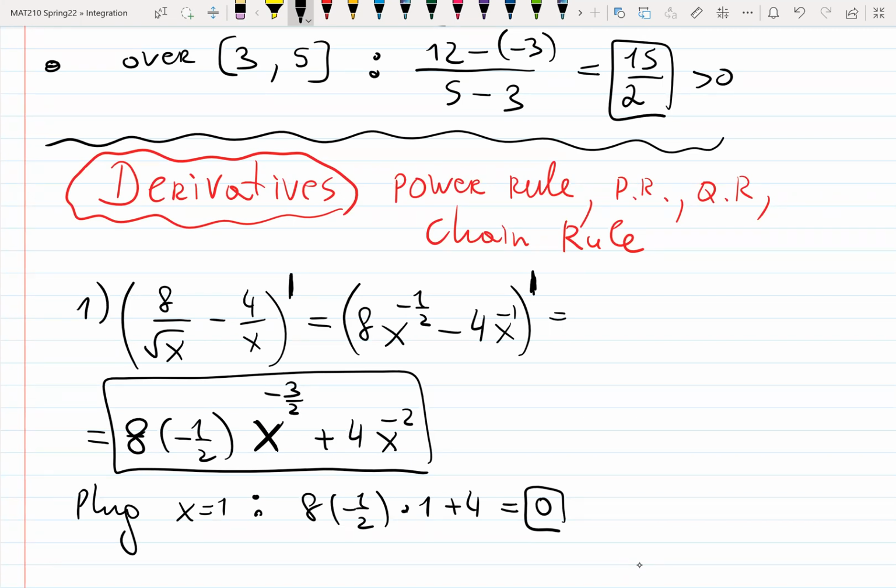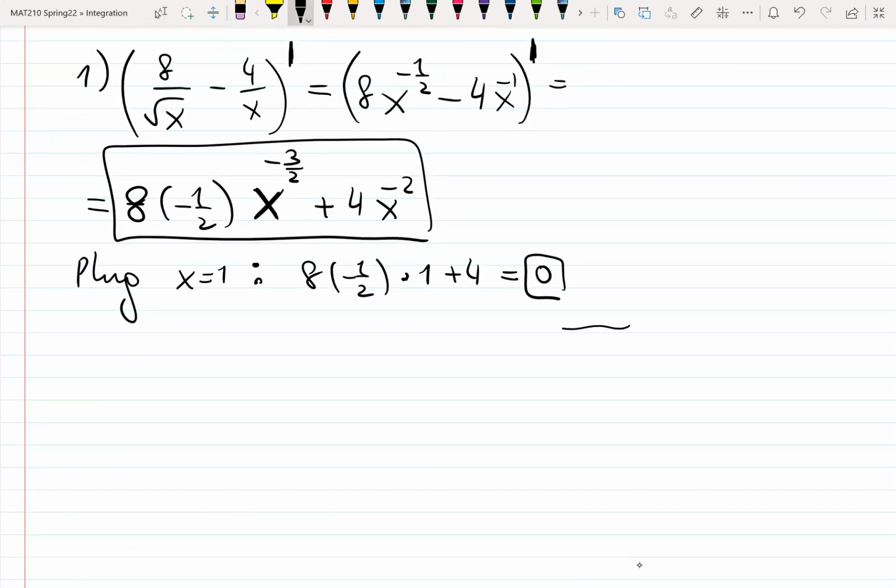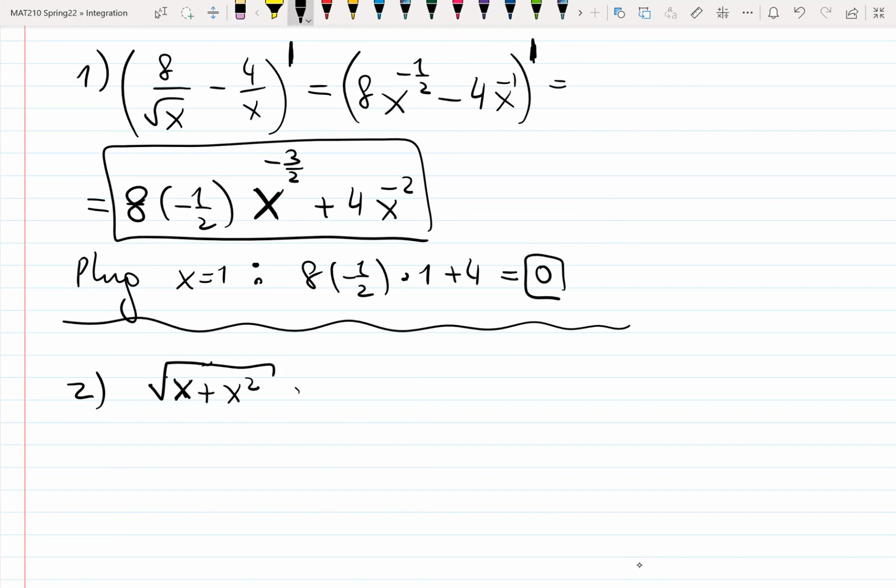And also derivatives of logarithms and exponential functions. So let's do chain rule and stuff like that. For example, square root of x plus x squared times e to the 3x plus 5.